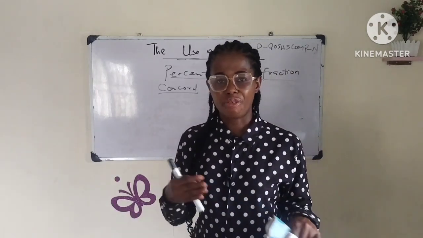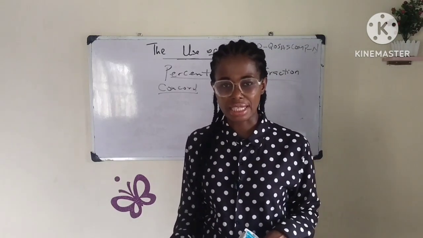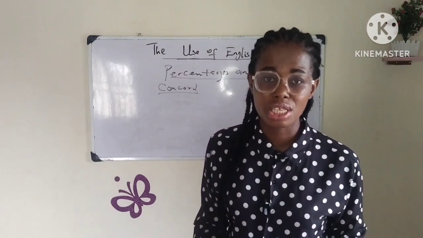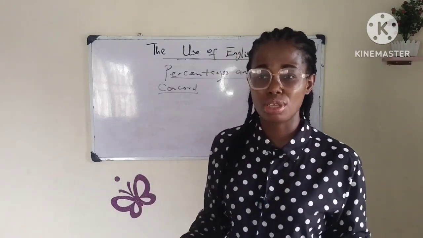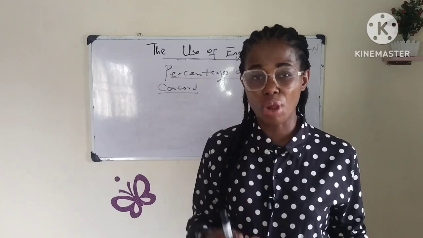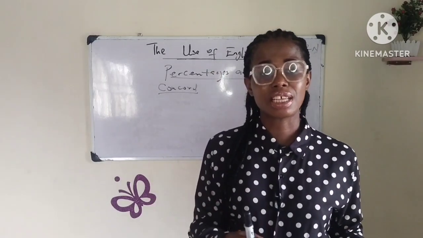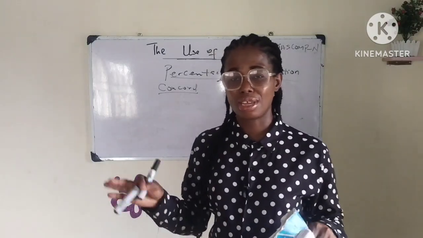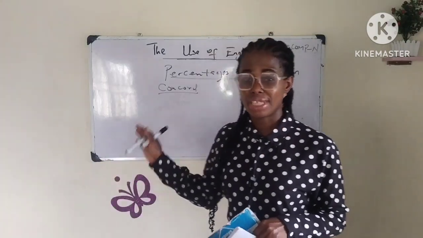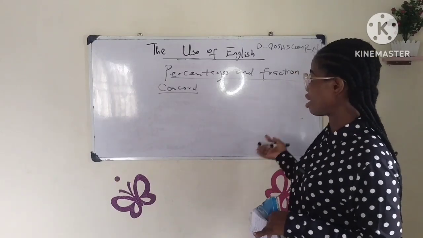When you have fractions or percentages as the subject of a sentence, or as the subject of the clause, you're going to make sure that the verb in the sentence or the clause agrees with the noun that comes after the percentage or fraction. So that's how to answer questions on percentages and fraction concord.